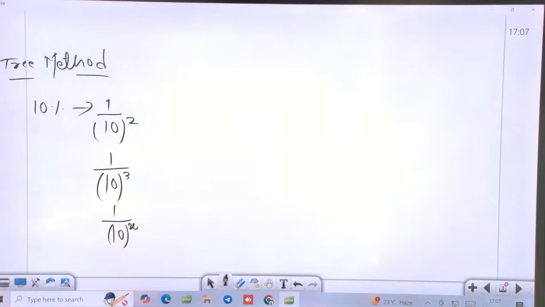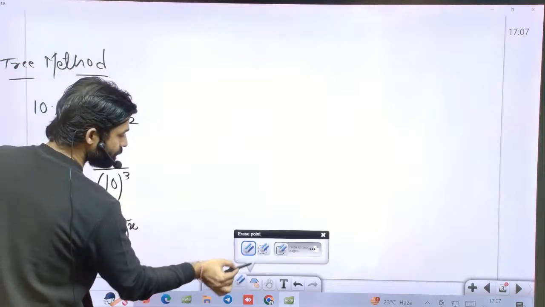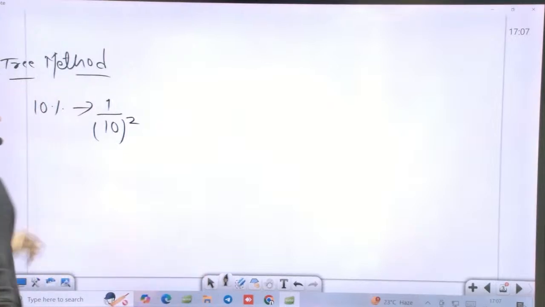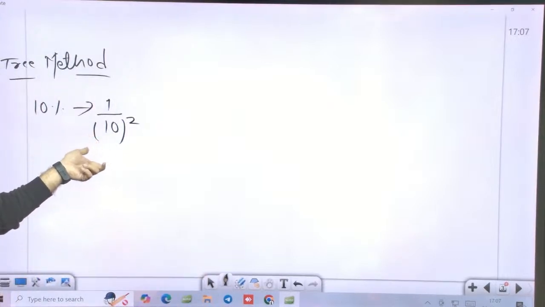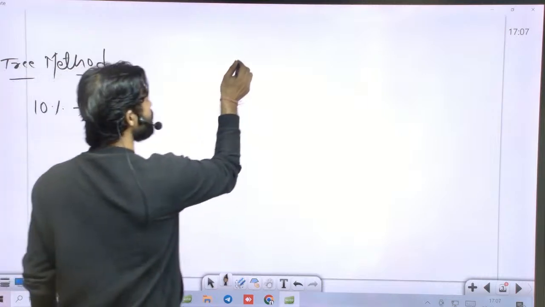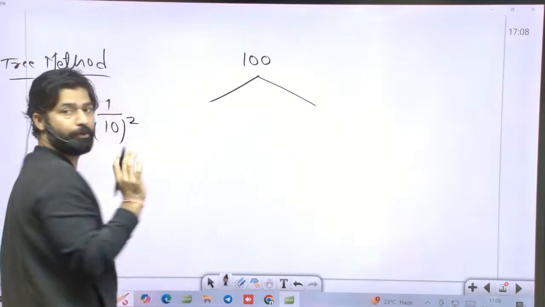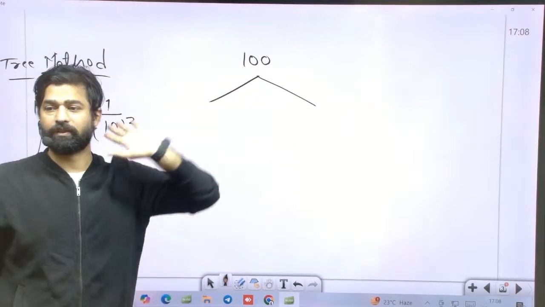So this is the case of how many years? 2 years. So let's remove it. After this, we have to square this 10. So square of 10 is 100. And this is the case of how many years? 2 years. So this is first year and this is second year.